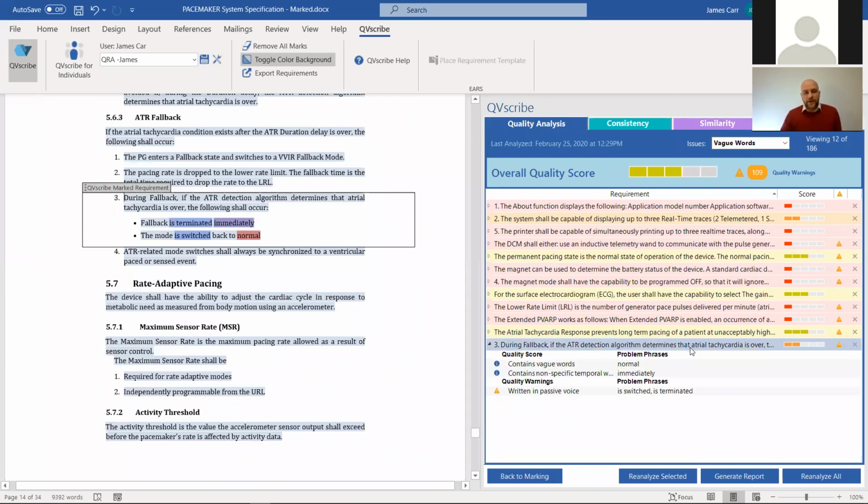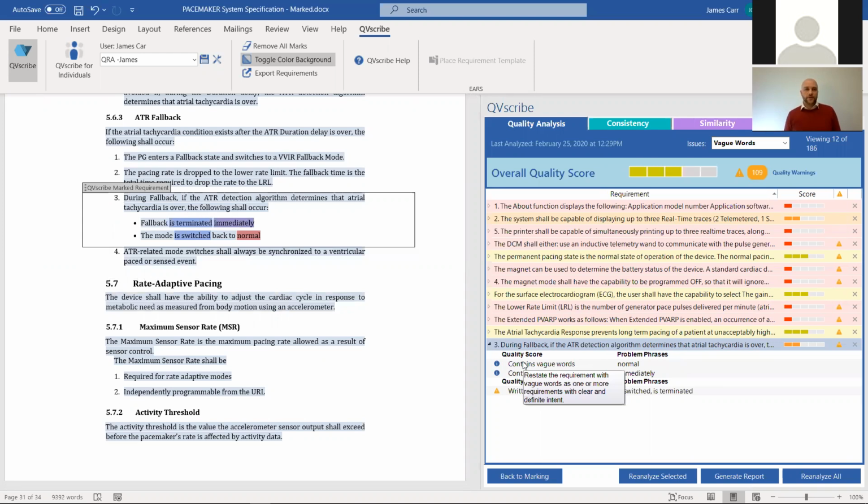If I click this one at the bottom here, we can see: during fallback, the ATR detection algorithm determines that the atrial tachycardia is over. The following shall occur. Fallback is terminated immediately. The mode is switched back to normal. So you can see that there are different issues here, some in blue, one purple, and one red. They're listed in 2 different categories here.